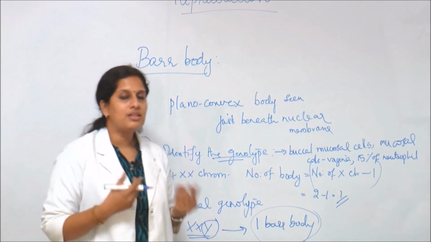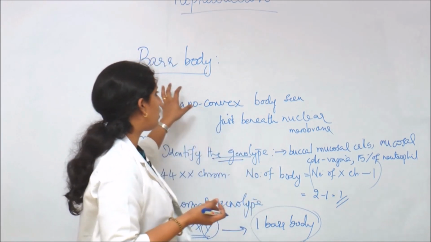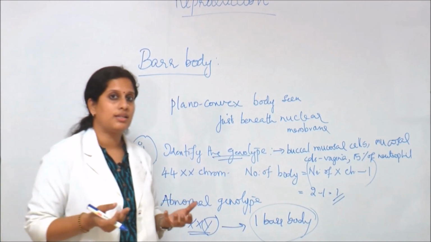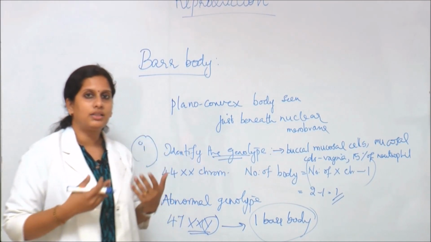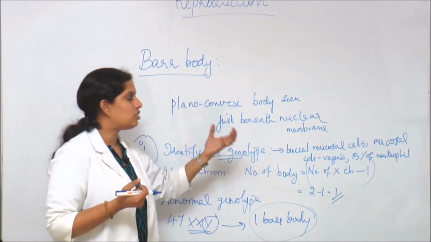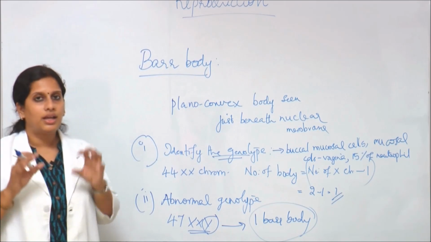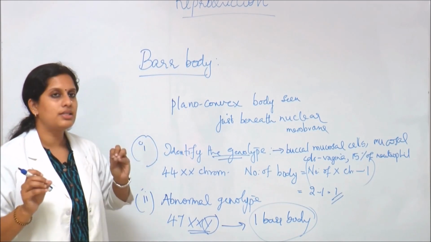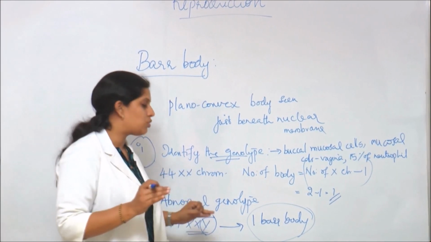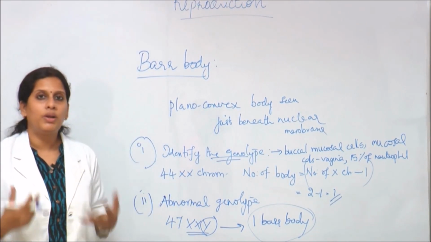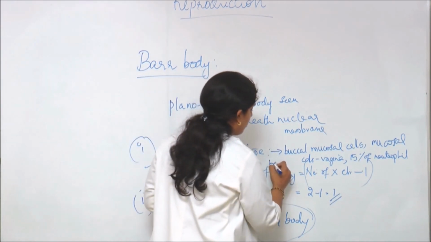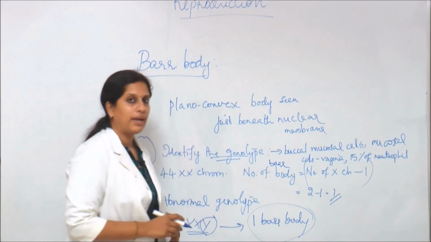So if the question is asked about Barr body, you have to write: Barr body is one of the X chromosomes in the somatic cells that remains inactive while the other remains active, and it is a plano-convex body seen just beneath the nuclear membrane. The important point is that it helps to identify the genotype, and also the abnormal genotype, and the number of Barr bodies is equal to the number of X chromosomes minus 1.